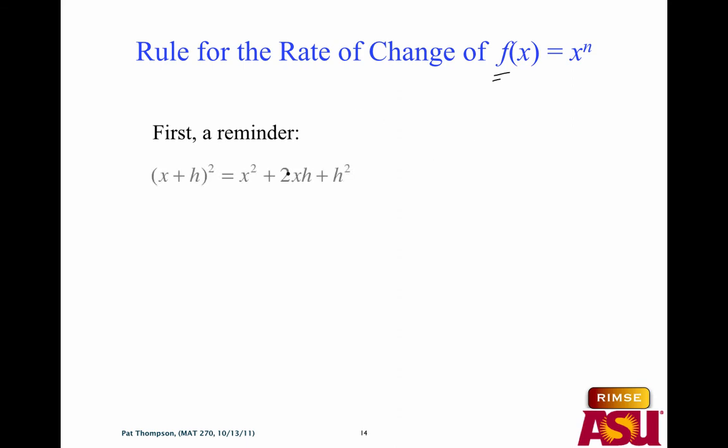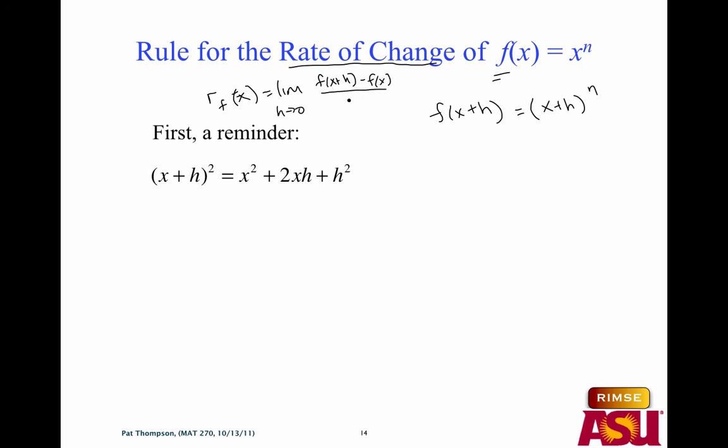If n were a 2, then the tricky part about figuring out what f of x plus h is that you have to do x plus h to the nth power. Why am I asking what f of x plus h would look like? Because I want the rate of change function, and remember that requires me to look at the limit as h goes to 0 of f of x plus h minus f of x, all over h.